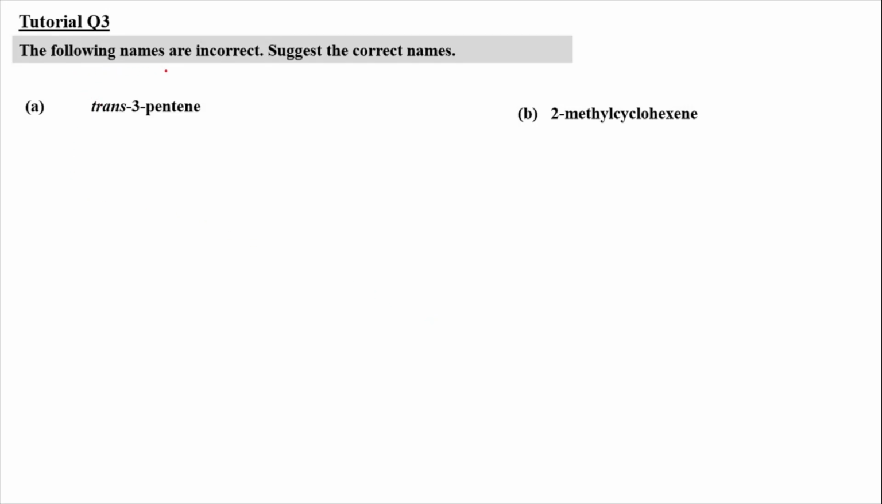Now moving on to tutorial question 3. The following names are incorrect, suggest the correct name. The first thing we need to do is draw the structure. So we have trans 3-pentene. You know that pentene will have 5 carbons, right? So 5 carbons and 1 double bond because it is -ene. So 1, 2, 3, 4, and 5 carbons, and then it will have a carbon-carbon double bond at number 3.